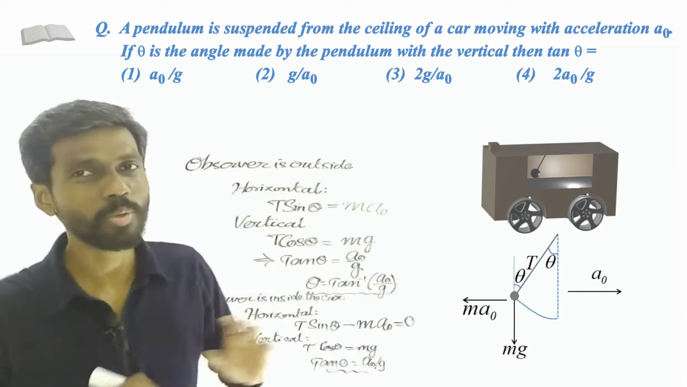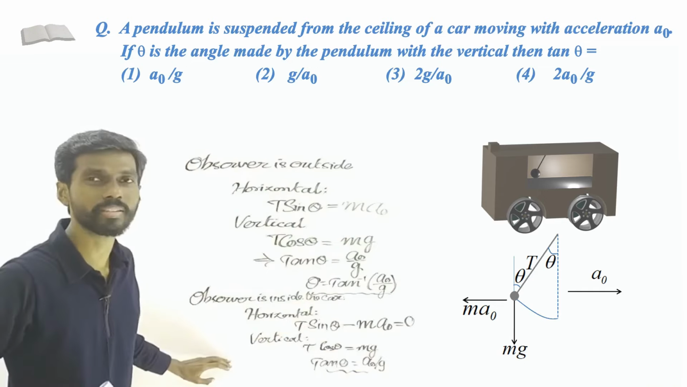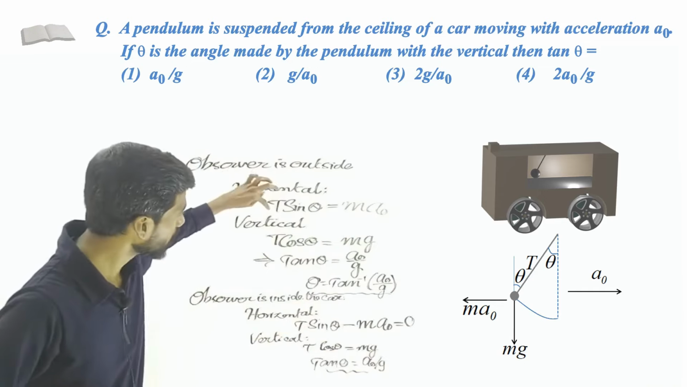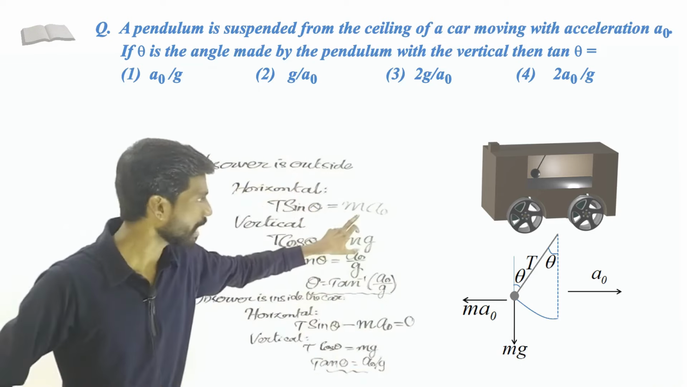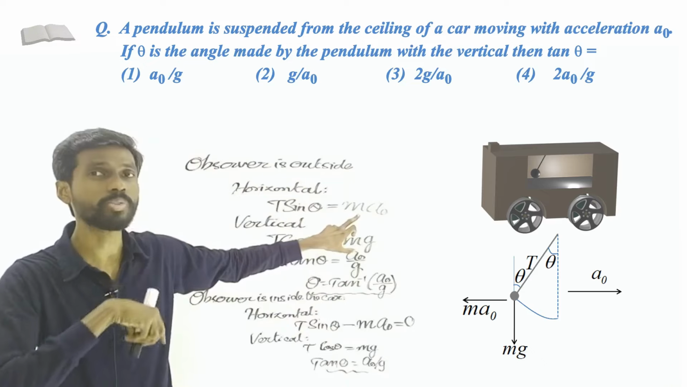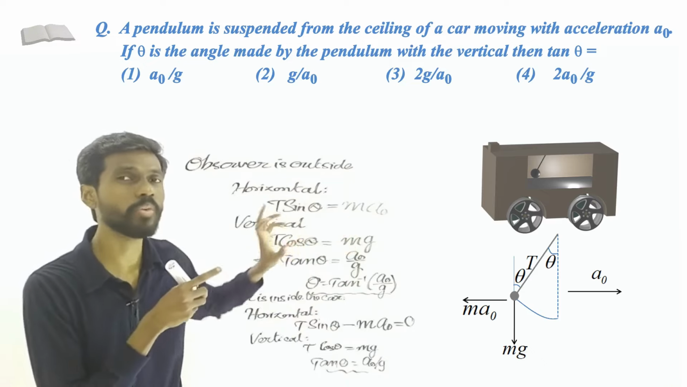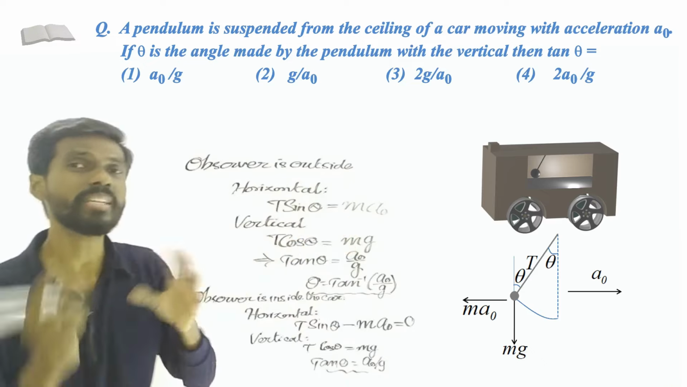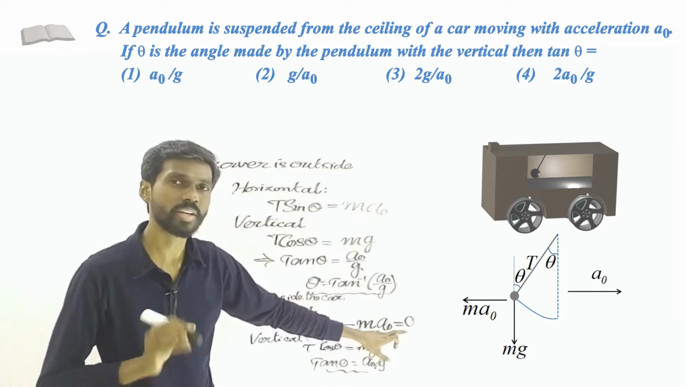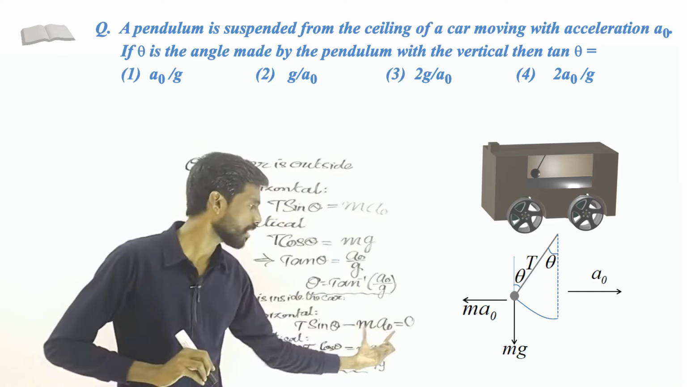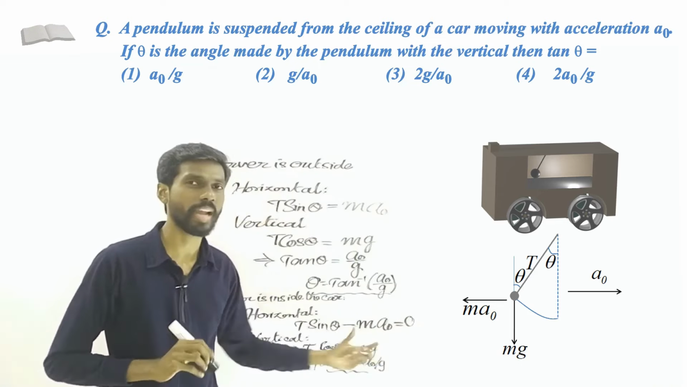Actually there is no difference between this method and this method. See, same thing here: T sin theta equals mass times the acceleration. Because the acceleration is a0, for an observer outside, the pendulum is moving with some acceleration. For an observer inside, the pendulum is at rest. That means total force is 0, the acceleration is 0. So this term, instead of here, we have used that term here. That is the only difference.